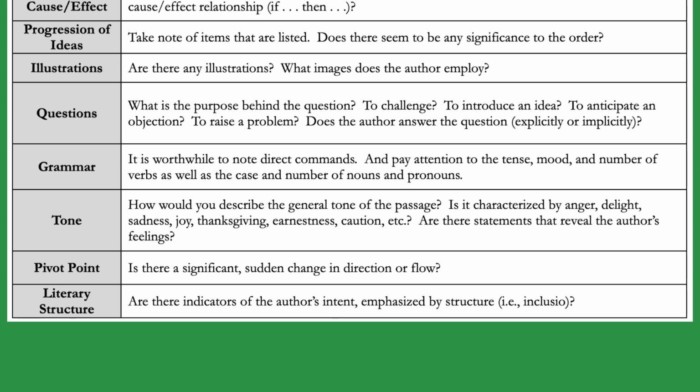We want to think through the progression of ideas. Take note of ideas that are listed. Does there seem to be any significance to the order of these things that are listed? Illustrations. Are there any illustrations? What imagery or images does the author employ?